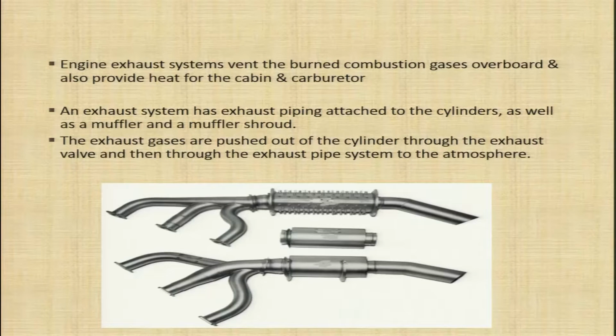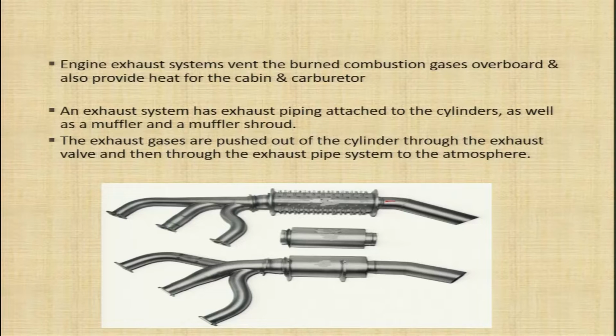You can see here in this diagram, these are your exhaust pipes. This is your exhaust pipe from where the exhaust gases are going out. These tubes, you can see, are connected to each engine cylinder, the exhaust port of the cylinder, and from there the exhaust gases are coming here. This is your muffler and this is your muffler shroud. So, this muffler shroud covers this muffler like this, and the exhaust gases are routed through this pipe and sent out of the engine.